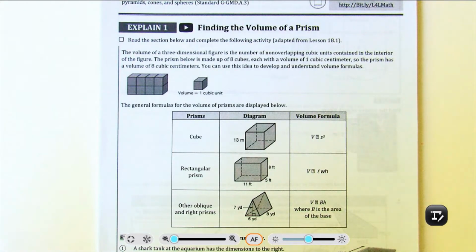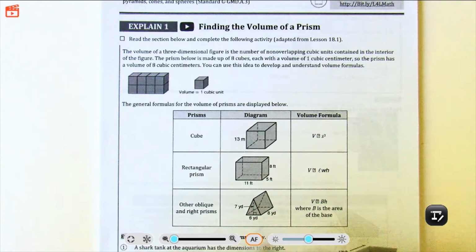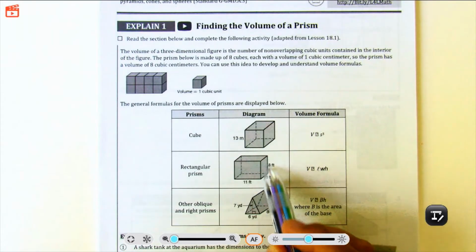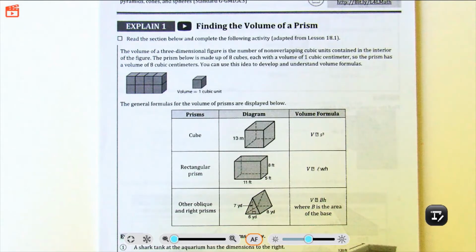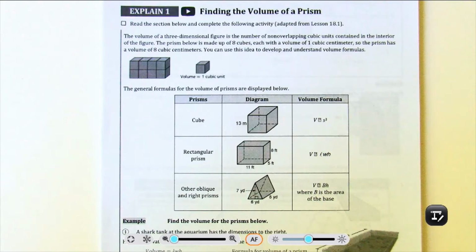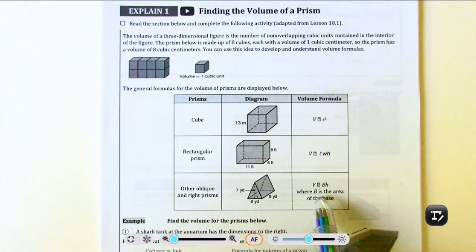Now when we're talking about a rectangular prism, we're going to be using a formula where the volume is equal to the length times the width times the height. So length, the width, and then the height. And now we're going to be talking about other oblique and right prisms. When we're talking about oblique and right prisms, we use this main formula where the volume is equal to the base times the height, but the base, notice this is capital B, means the area of the base, which we'll talk about in a little bit.